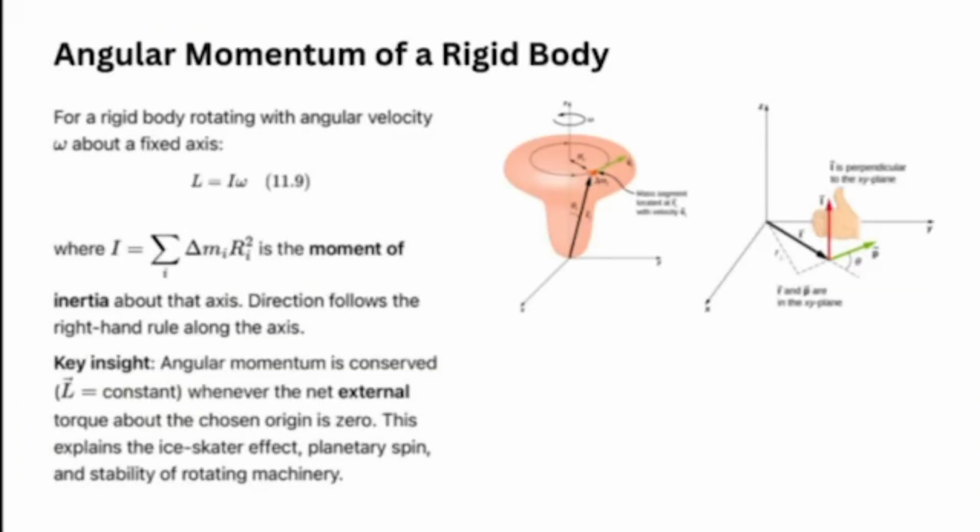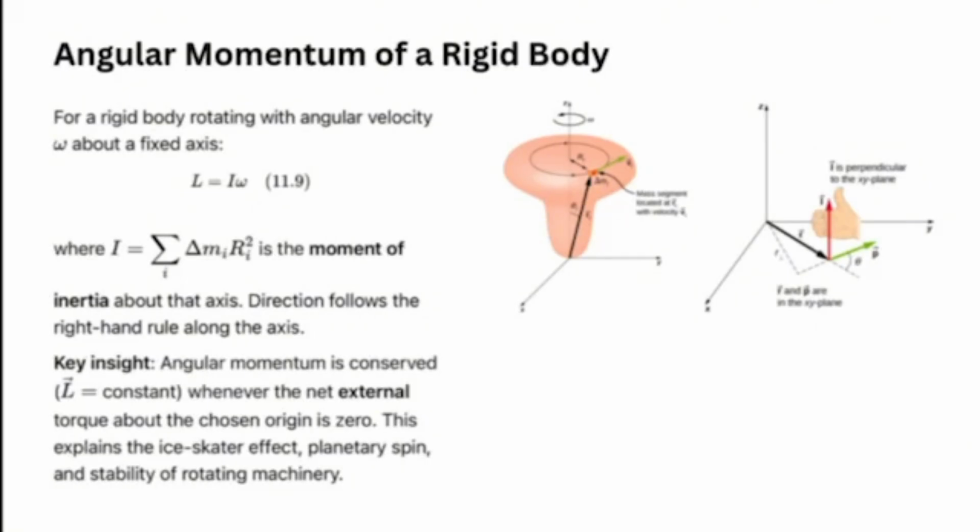For rigid bodies rotating with angular velocity omega about a fixed axis, the angular momentum simplifies to L equals I omega, where I is the moment of inertia about the axis. The direction of L follows the right-hand rule along the axis of rotation.